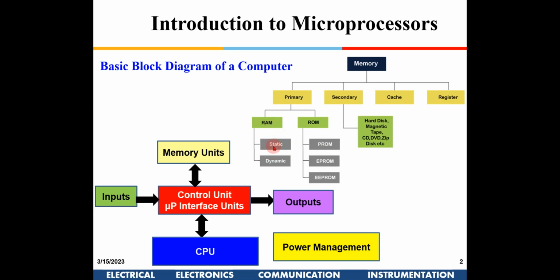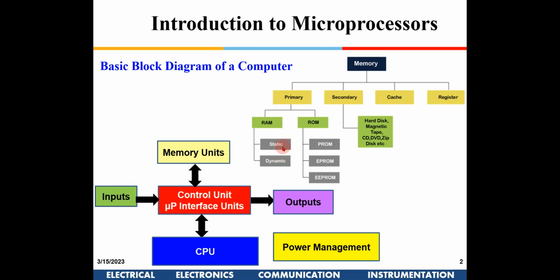Now, there are two kinds of RAM: static RAM and dynamic RAM. You will learn it in your VLSI classes. You could refer to my VLSI design, advanced VLSI design course, if you are more interested in knowing how these things function.